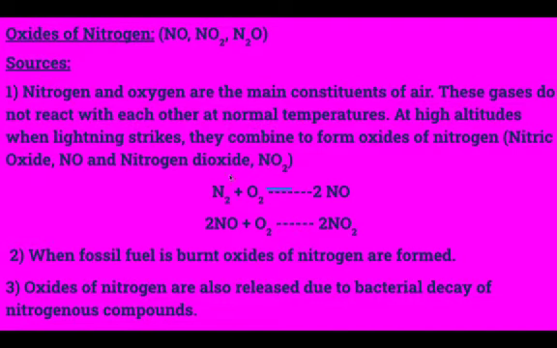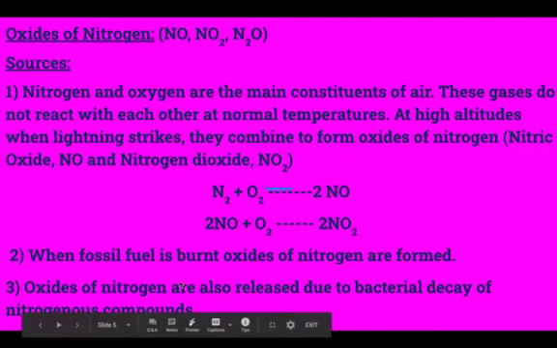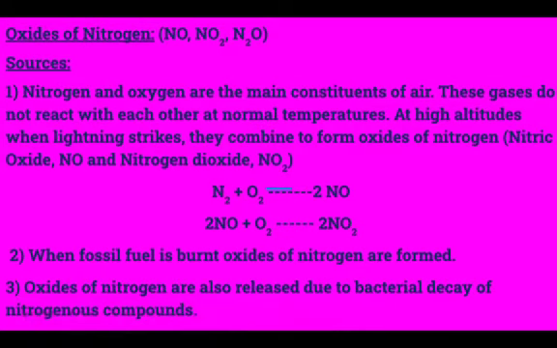So when lightning strikes, nitrogen combines with oxygen giving nitric oxide, and this nitric oxide again combines with oxygen forming nitrogen dioxide. So nitric oxide and nitrogen dioxide are formed at higher altitudes when lightning strikes. Then when fossil fuel is burnt, oxides of nitrogen are released into the atmosphere. Oxides of nitrogen are also formed due to bacterial decay of nitrogenous compounds. So these are the major sources of oxides of nitrogen.